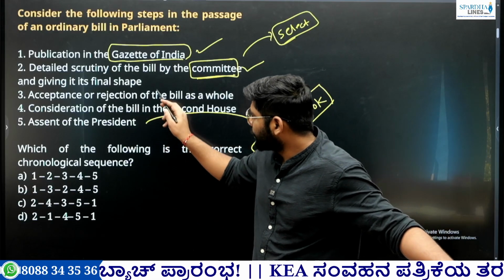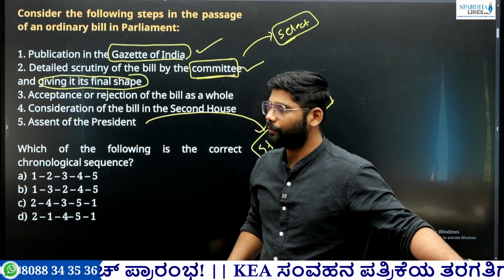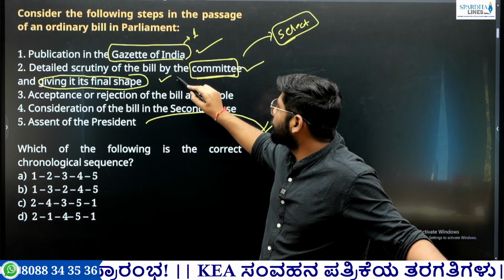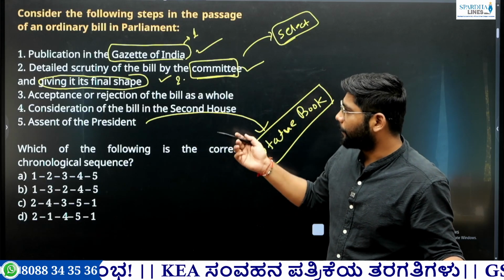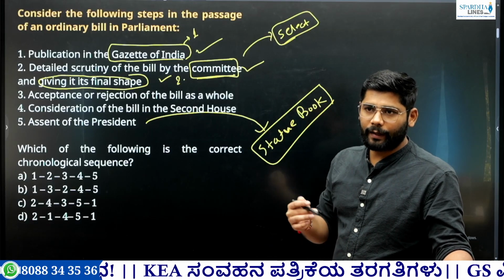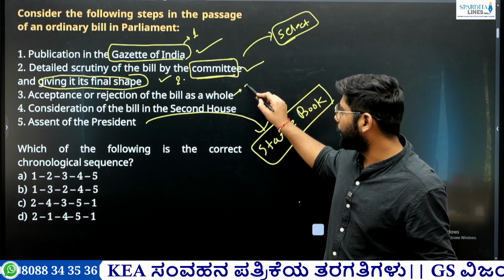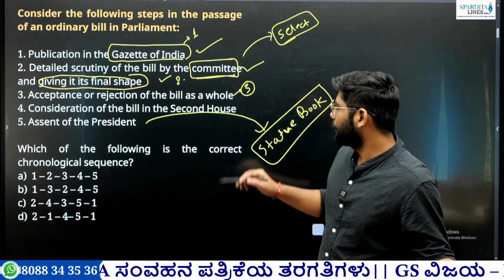That is the only condition. So this committee stage gives the bill its final shape. So this statement is correct. This is the first stage, this is the second stage. Now the third, acceptance or rejection of the bill as a whole. After scrutiny by the committee, the bill is again put into the house, and at that time the house will decide whether to go with the bill or reject it. So this is the third stage.